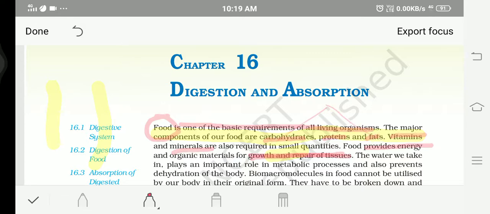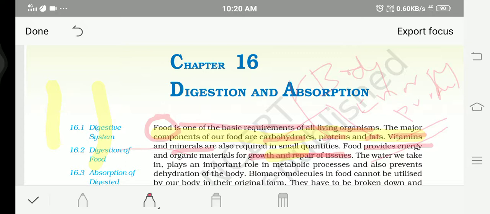Carbohydrates and fats are called energy producers. Proteins we call body builders. Vitamins, minerals and water are called body regulators. Why are carbohydrates and fats energy producers? Because these two components produce the maximum amount of energy, and such energy is required for our body's normal function.